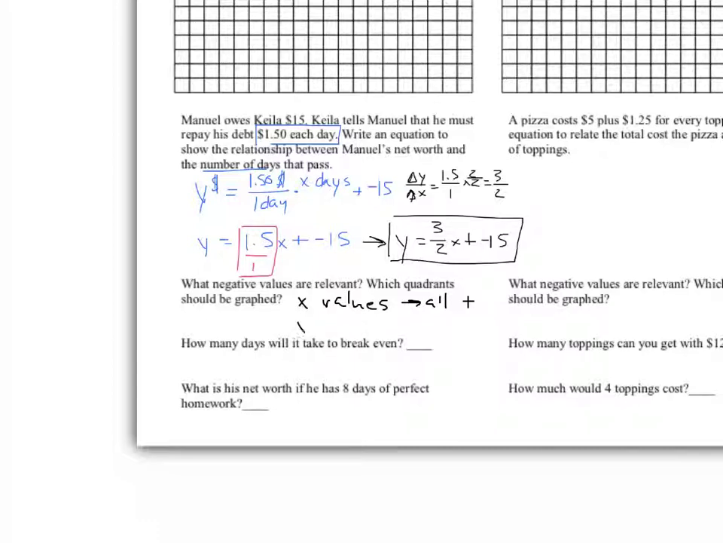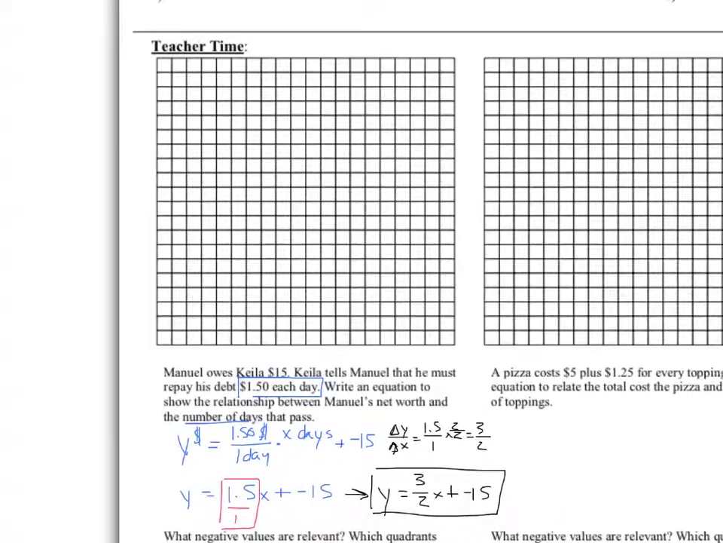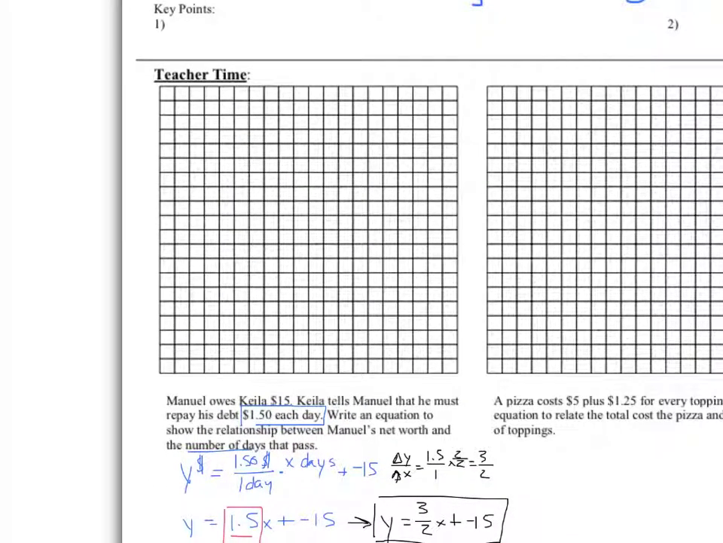What about the y values? Are negative values relevant for the y values? Yeah, because he can have a negative net worth. In fact, he starts with a negative net worth. So negative is okay for these. So when I want to place my axes, I don't need any negative x values, so I can actually place my y-axis here, right along the edge.